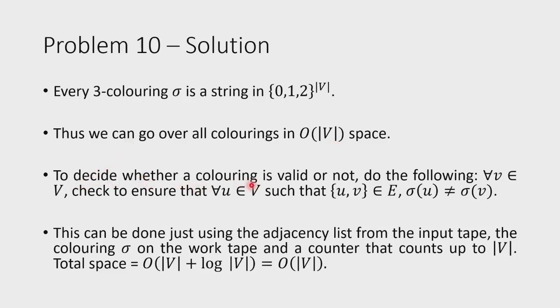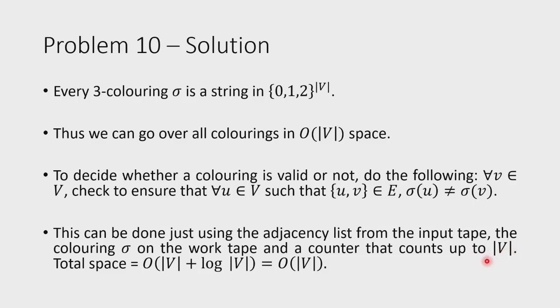So to decide whether a coloring is valid or not, we'll do the following. We'll go to the adjacency list and check: for all nodes U in V, check to ensure that for all V in V such that (U, V) is an edge, sigma U is not equal to sigma V. So we will go to the adjacency list, look up all the neighbors of U and make sure that U and V don't have the same color. Now what is the space requirement for this? This can be done using just the adjacency list from the input tape. We don't need to copy it to the work tape. We need the coloring sigma on the work tape and a counter that counts up to size of V.